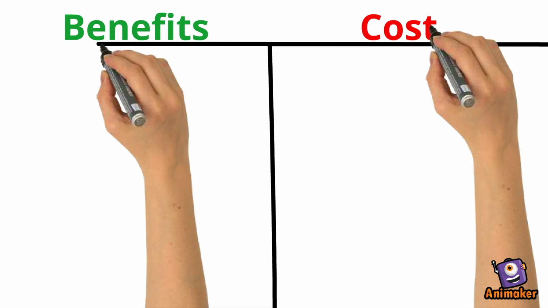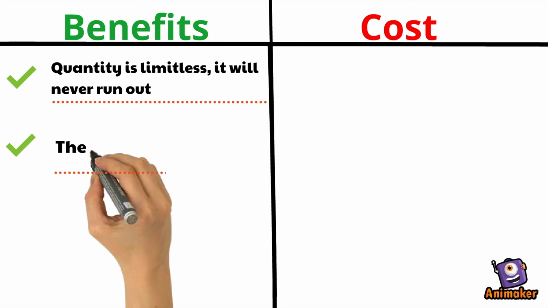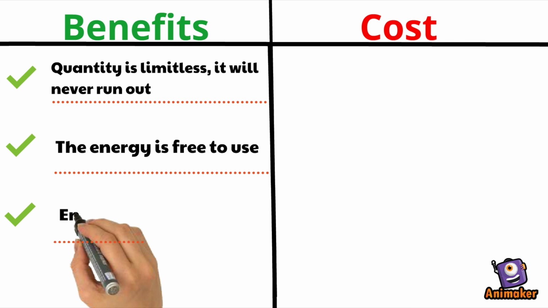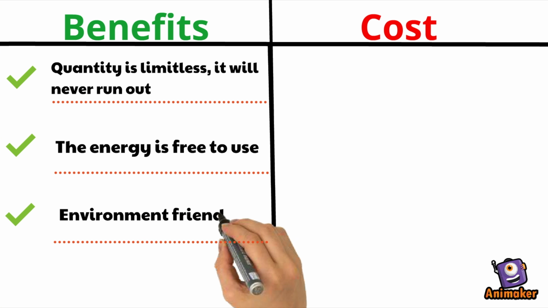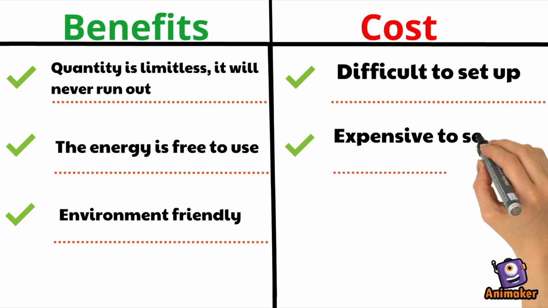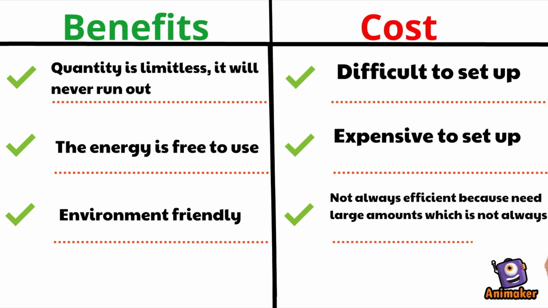The costs and benefits of renewable resources are: the quantity is limitless and will never run out. The energy is free to use, and it's environment friendly. The costs are: it's difficult and expensive to set up, and it's not always efficient because we need large amounts, which is not always available.